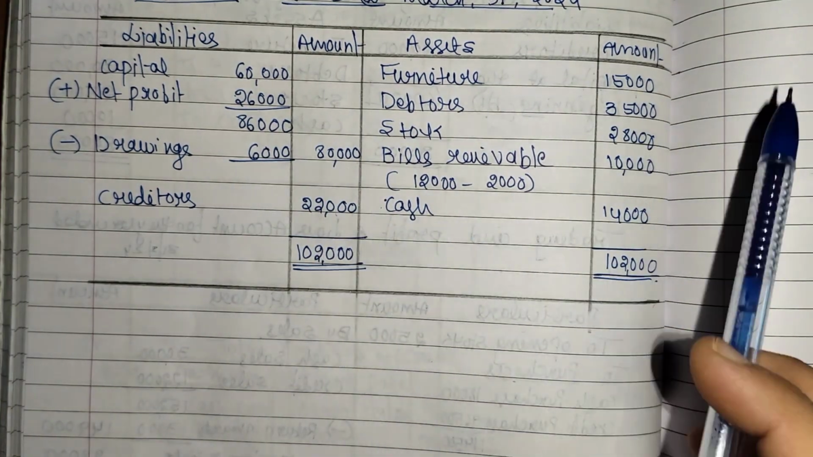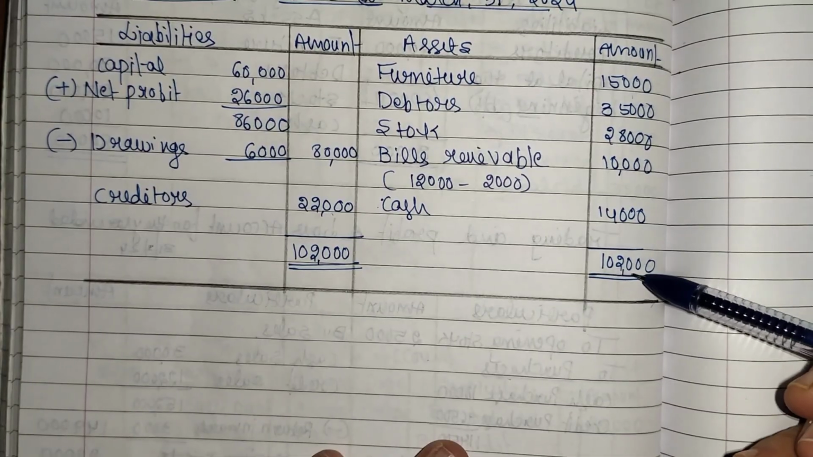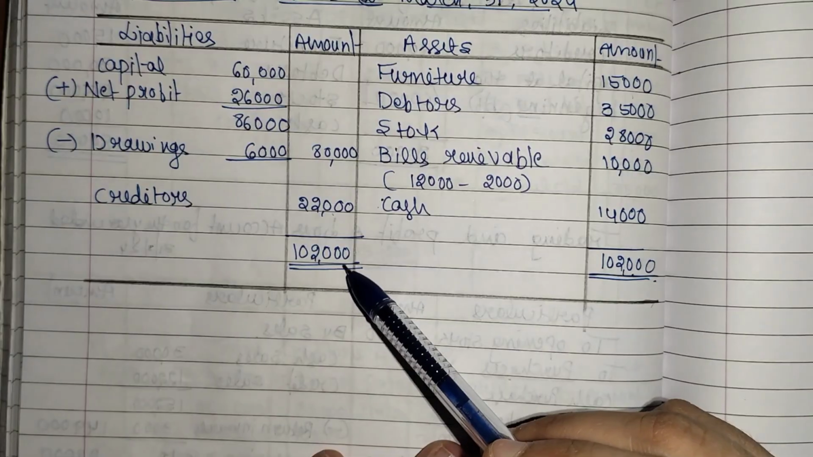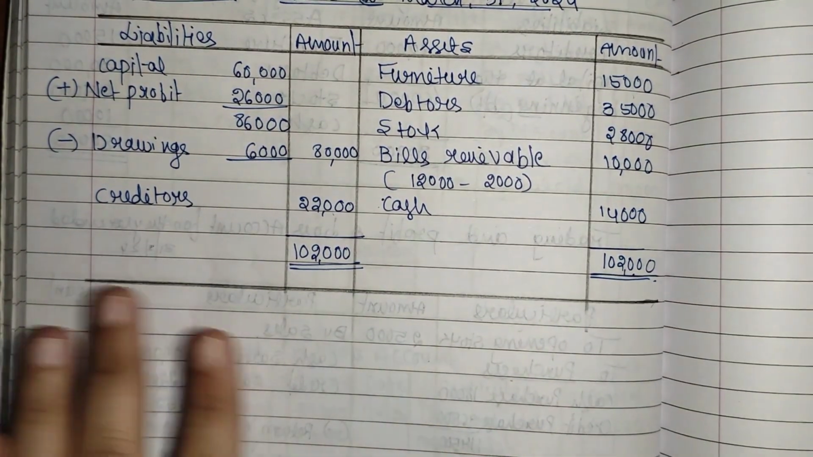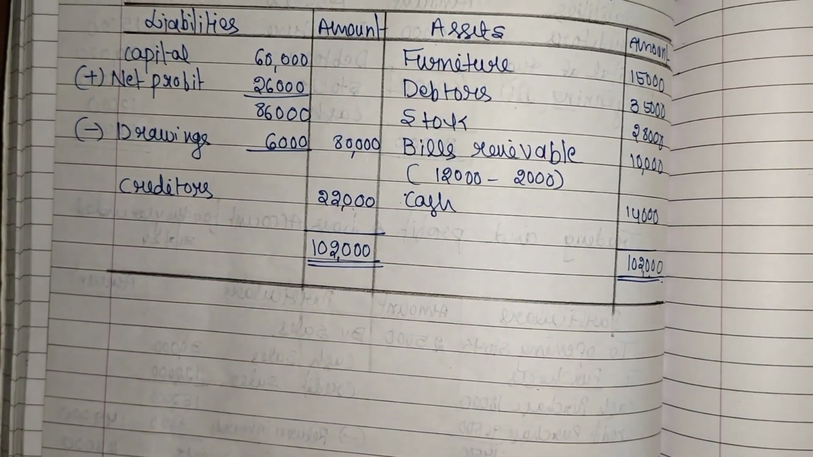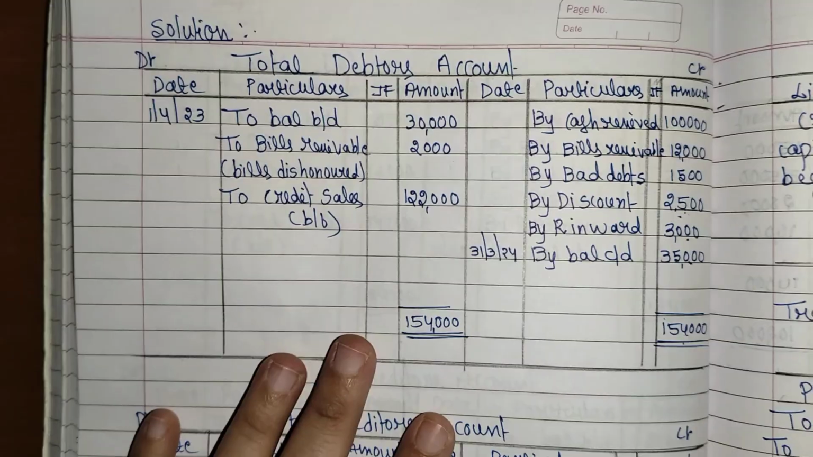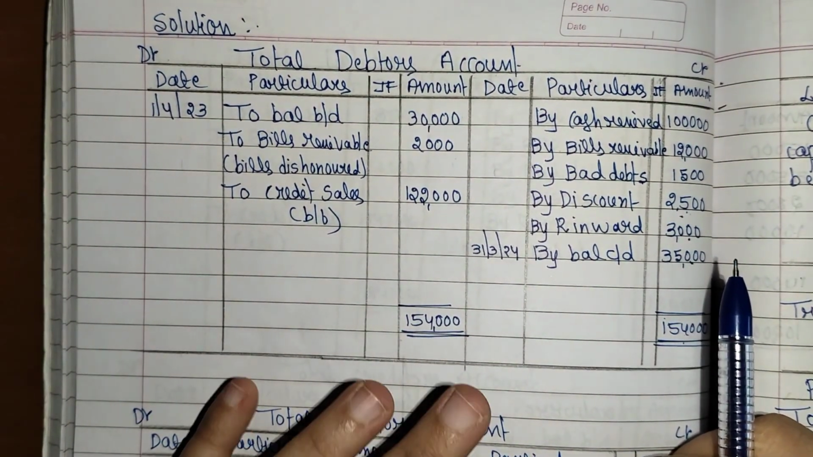Asset and liability side should be equal. Here also, if we total the asset side, 1,02,000 will come. If we total the liability side, 1,02,000 will come. Means our problem is right. Clear? So in this way we need to ascertain the profit or loss under the conversion method. Clear? So I hope this problem is clear to you all. If you have any doubts in this problem, please leave a comment. Thank you.